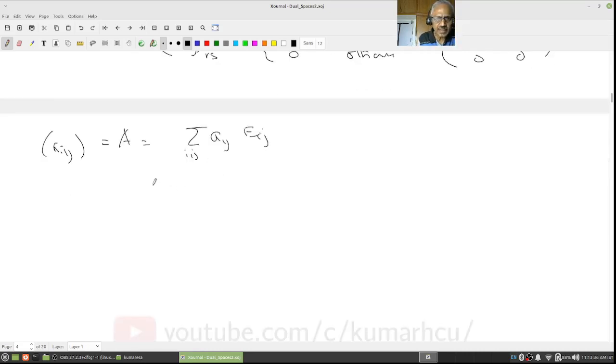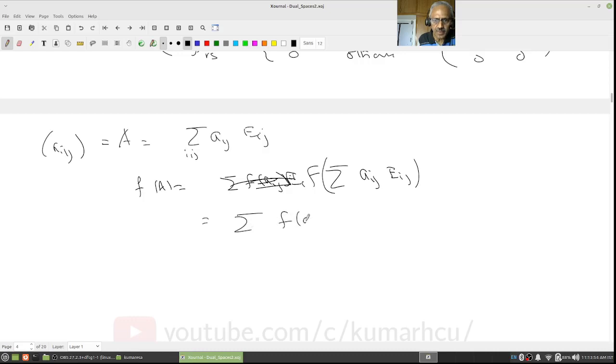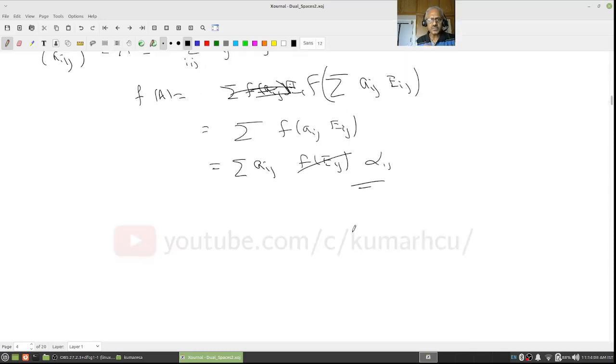So we know that therefore f(A) will be f of summation a_ij E_ij, and by additivity it is going to be summation f(a_ij E_ij), and by linearity this is going to be summation a_ij f(E_ij). So if I denote f(E_ij) by alpha_ij, then I got it. Okay, so this is very easy.